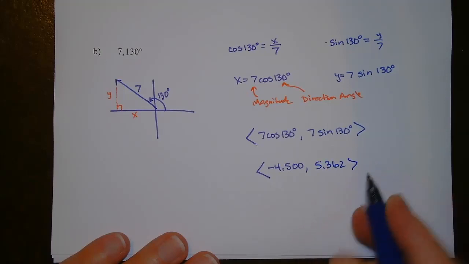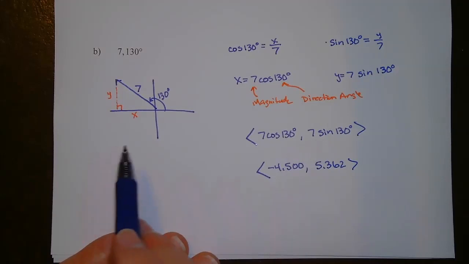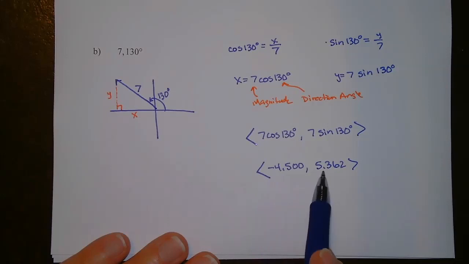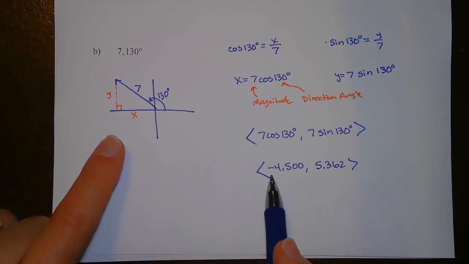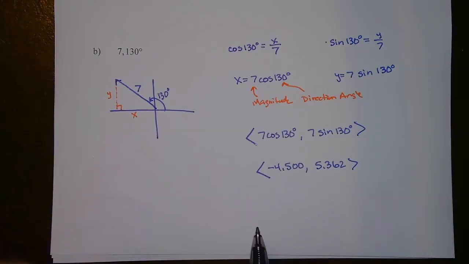You can't really see if the numbers are exactly right, but you can tell that these make sense because to get here, you'd have to go left, which is negative, and you'd have to go up, which is positive. By being in this quadrant, I know my x is going to have to be negative, and this one's going to have to be positive. All right, let's go to the next page.